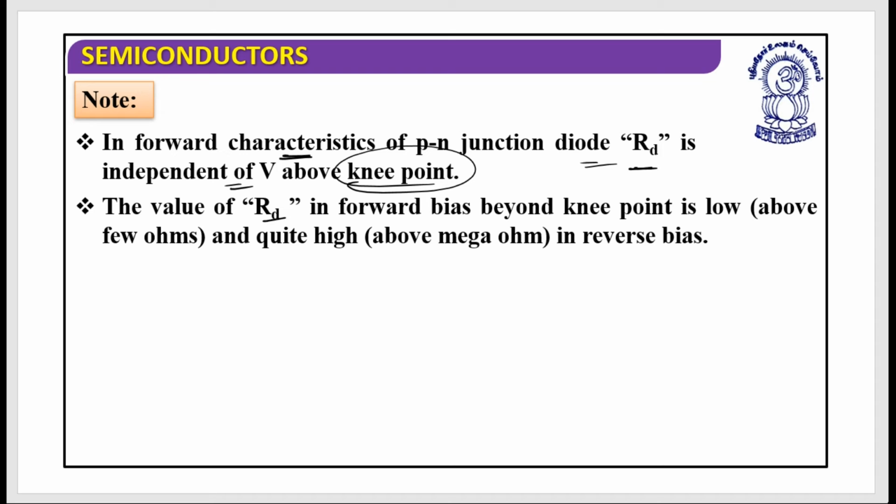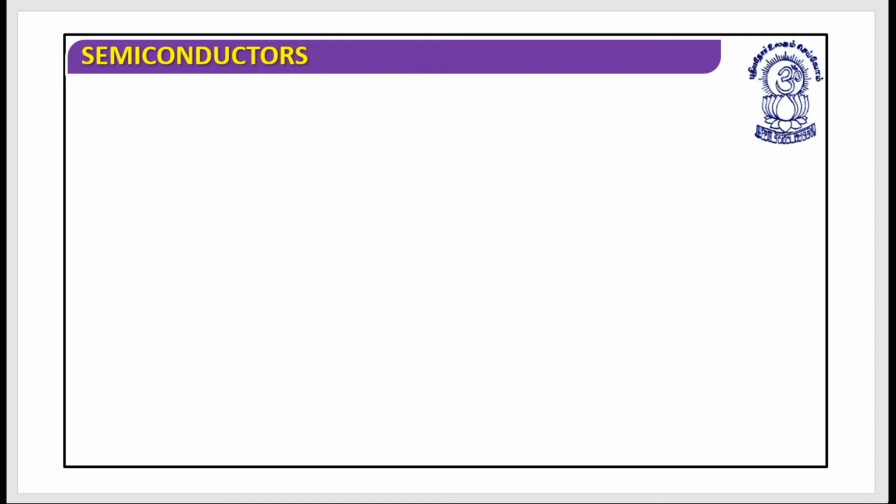The value of RD in forward bias beyond the knee point is very low, and it is quite high in the reverse bias condition. I hope this is clear. Is it clear? Do you have any doubts in this? No? Great. So now let's summarize this and work on the numericals.